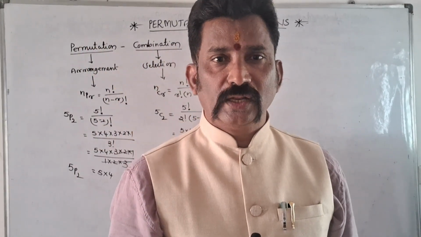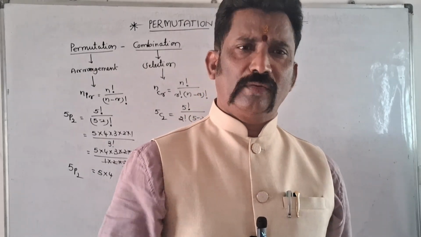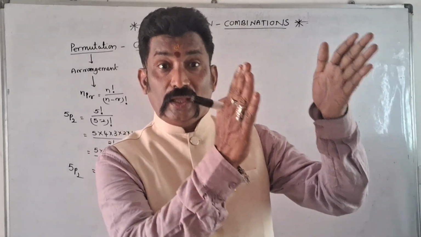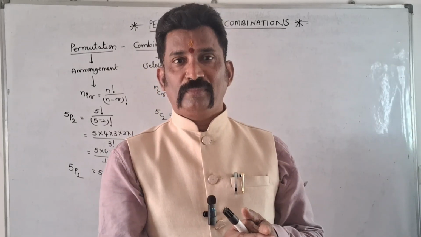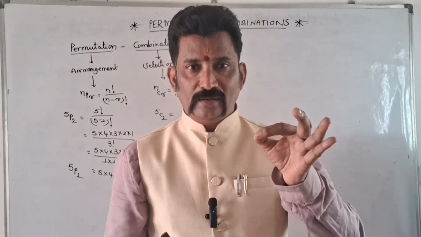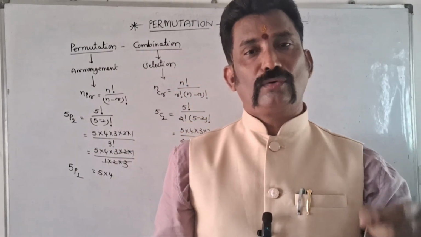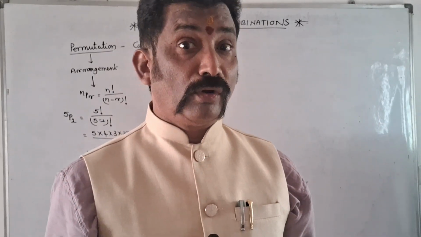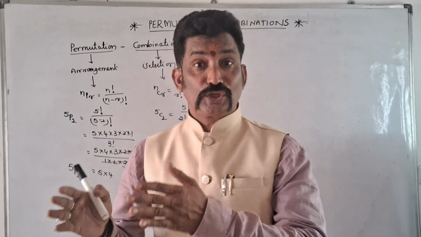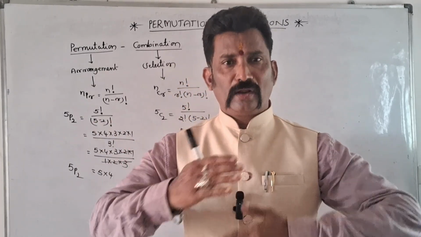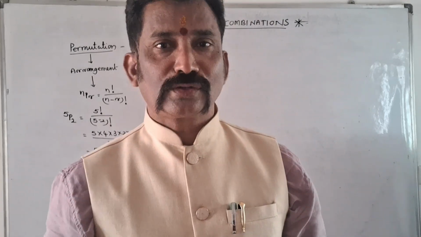And combination is selection. Whatever the definition, the mathematical definition is: each of the arrangements that can be made by taking some or all of a number of things is called a permutation. What about combination? Each of the selections that can be made by taking all of a number of things is called a combination.